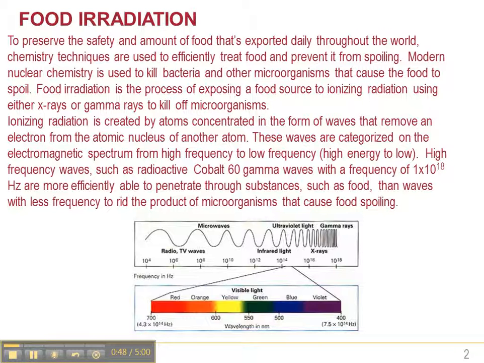High frequency waves, such as radioactive cobalt-60 gamma waves with a frequency of 1 × 10^18 Hertz, are more efficiently able to penetrate through substances, such as food, than waves with less frequency to rid the product of microorganisms that cause the food to spoil.